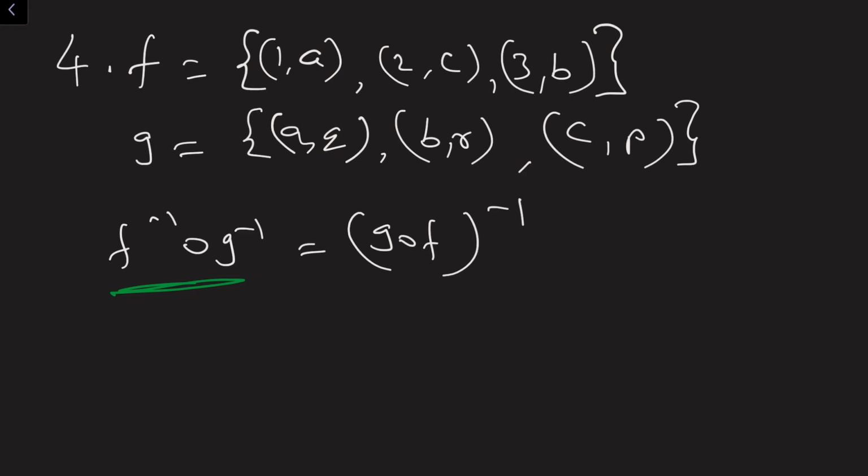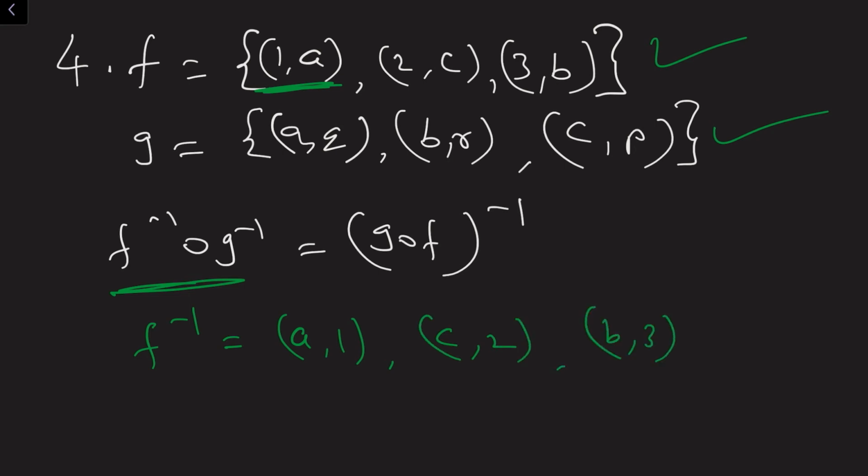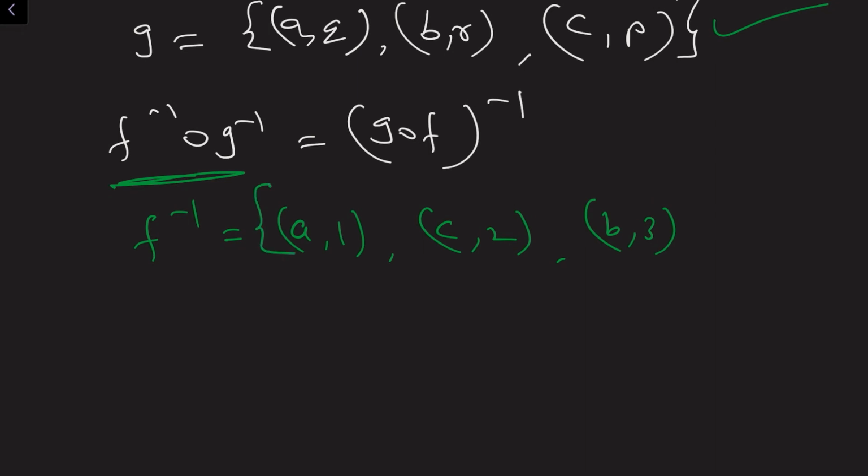In the LHS we have f inverse of g inverse, whereas in the question we have only f function and g function. So first of all we need to find the inverses. F is given, so let us write f inverse. Simply change the order of each pair. (1, a) becomes (a, 1), (2, c) becomes (c, 2), and (3, b) becomes (b, 3). The same way for g inverse: (a, q) becomes (q, a), (b, r) becomes (r, b), and (c, p) becomes (p, c).